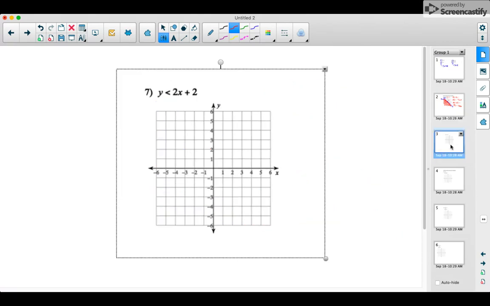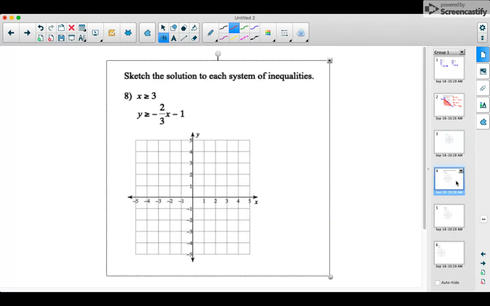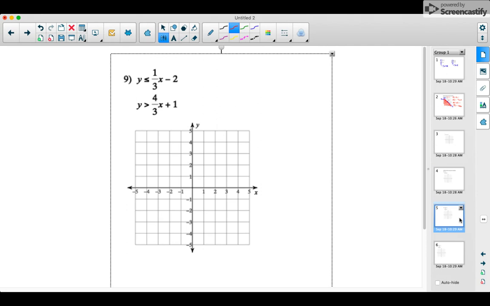Now what happens when I have two equations and I have to graph two different inequalities and shade in two different ways? Well, it's pretty straightforward. It's basically the same thing. So we'll skip over this one because I don't like that first equation. We'll go here. Start by graphing your lines.